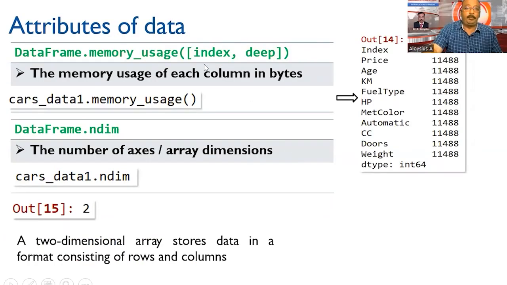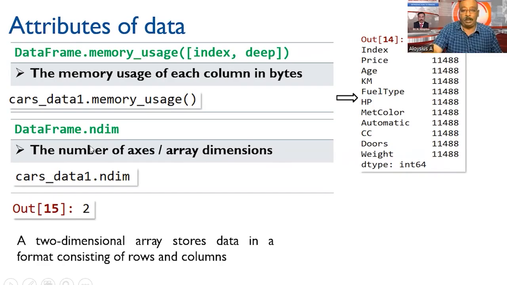And the next attribute is memory usage. How much memory is being used by the entire data frame. So data frame dot memory usage is a function used to find out the memory usage of each column in bytes. So cars_data1.memory_usage is the command. If you execute it, you will have this information. This information shows, for each column, how many bytes are being used for storing the information of the data frame.